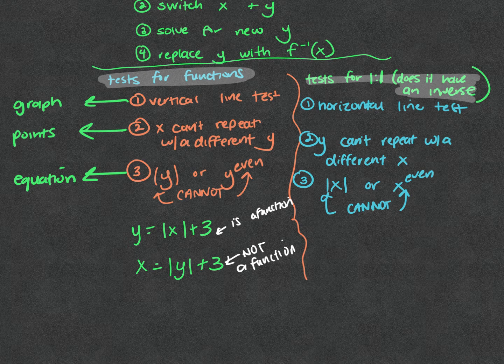So if the y repeats with a different x, it can't have an inverse. It's not one-to-one. Okay, so that's how to check if it's not.